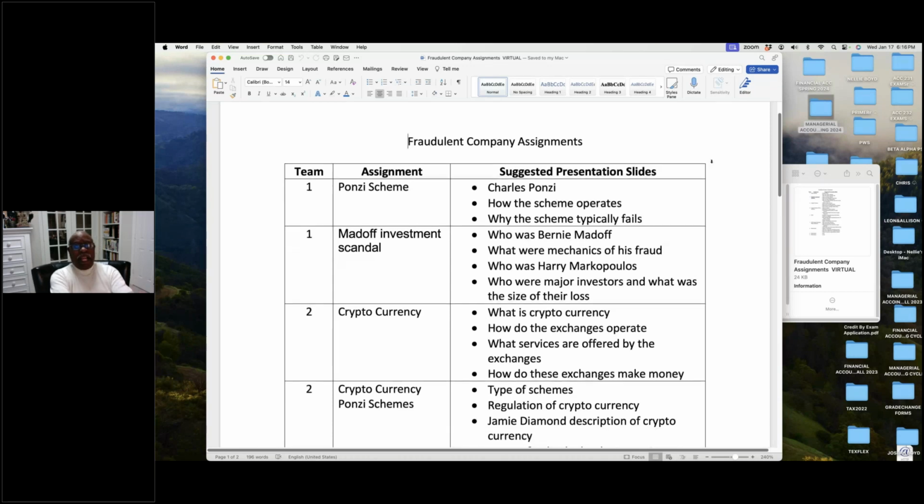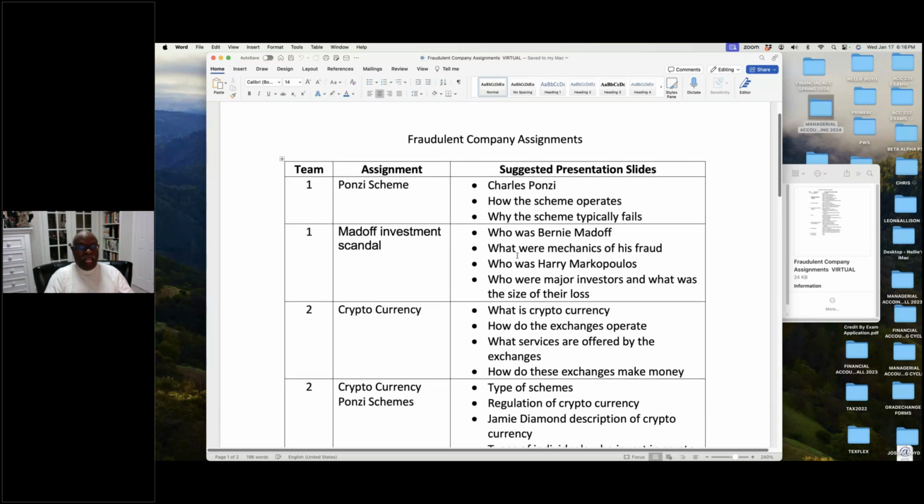The first assignment you have is the fraudulent company assignment. I think that's due one week from today. You can check Blackboard and see. We're working with teams. Team one has the Ponzi scheme and the Madoff investment scandal. We'll talk about teams in a few minutes. These are the suggested presentation slides. You have to get these slides done, and everybody on the team has to have at least one slide.